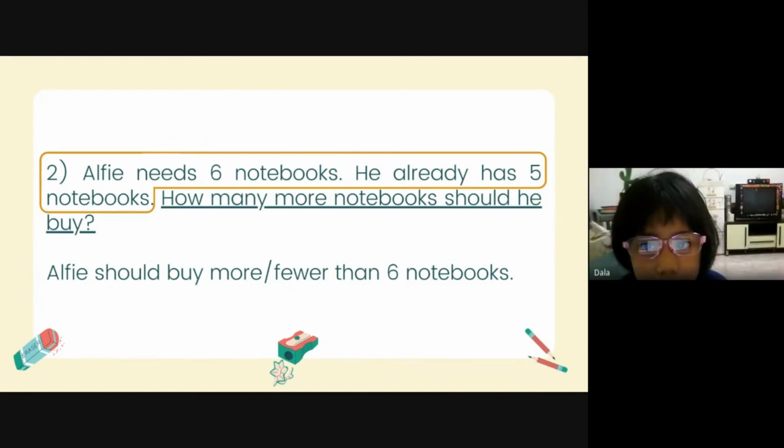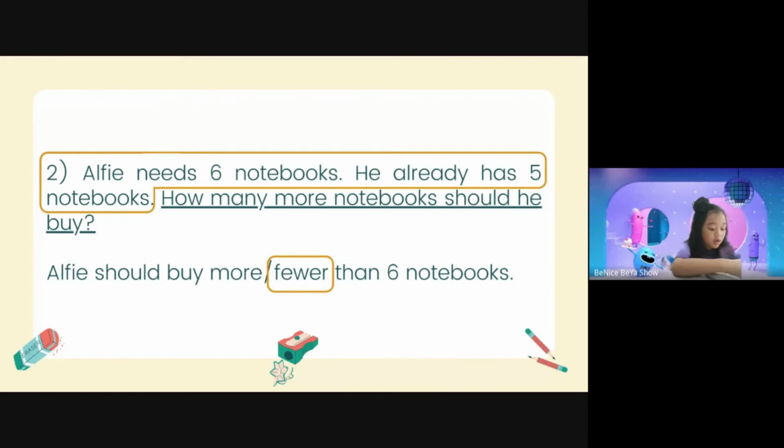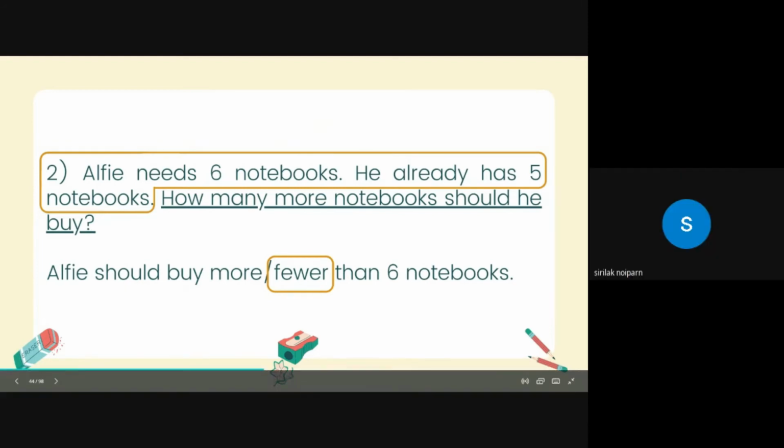One. Good job. That is the answer. But we are going to encircle only the more or fewer than 6 notebooks. Is one more or fewer than 6? Fewer. Very good. One is fewer than 6. So Alfie should buy fewer than 6 notebooks.